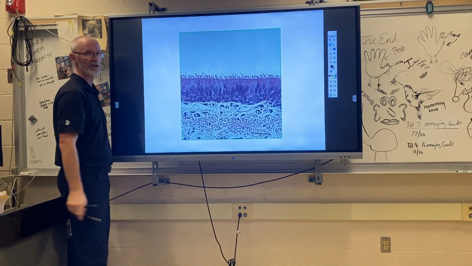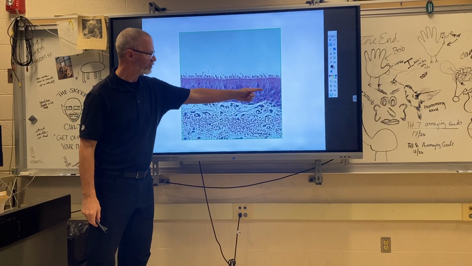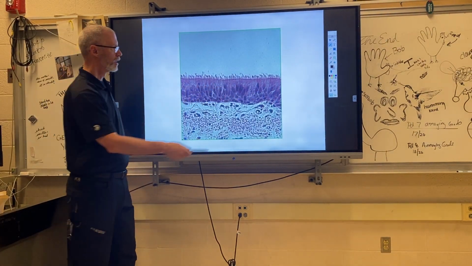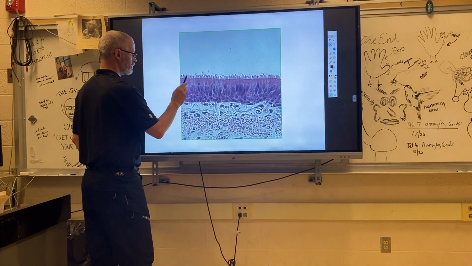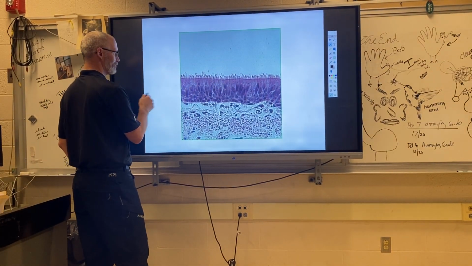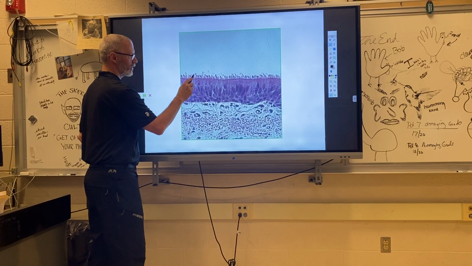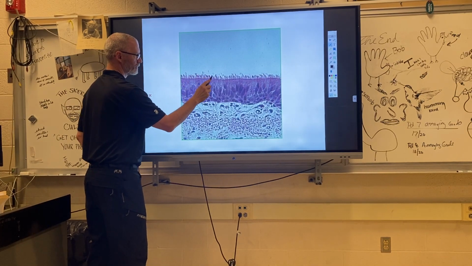Boom. Check this out. So this is also pseudostratified columnar, but there's these little hair things. Does everybody see these little things sticking up? Yeah. I can't write on there without the pen. That was funny. There's all these little hair-like structures sticking up.